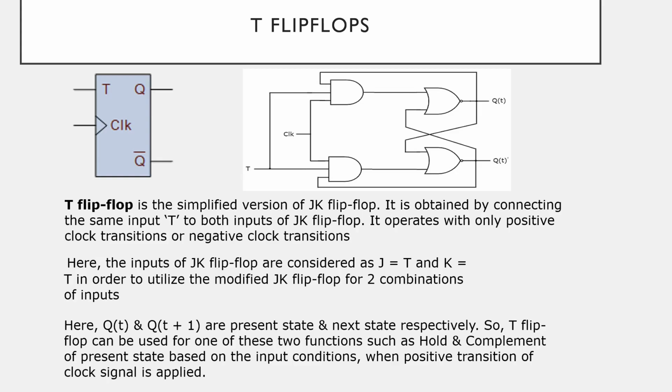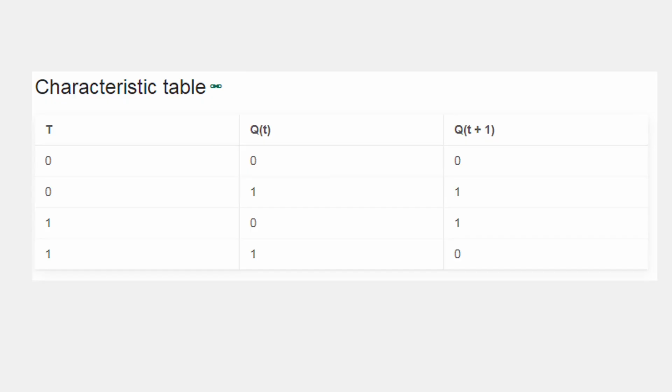Here Qt and Qt plus 1 are present state and the next state respectively. So T flip-flop can be used for one of these 2 functions, such as hold and complement of present state, based on the input conditions when positive transition of clock signal is applied. This is a characteristic table of the T flip-flop.